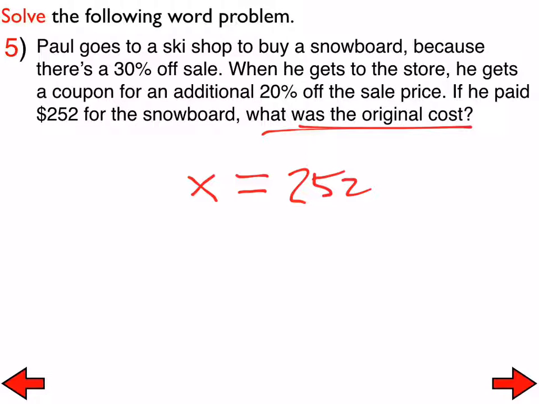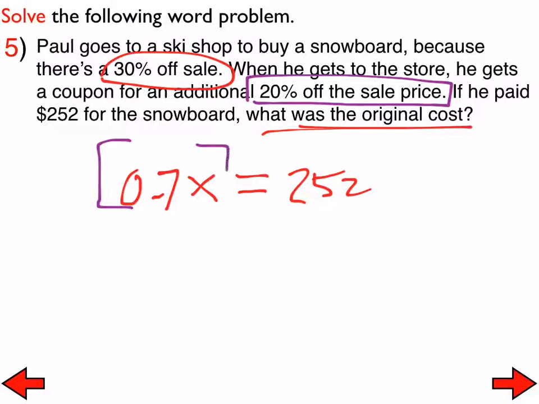Then from there, we've got a 30% off. It's on sale for 30% off. If something is on sale for 30% off, that leaves 70%. And then, after you take the 30% off, now it's on sale for an additional 20% off. So out of all of that, if you take 20% off, that leaves 80%. Now you can finish it.